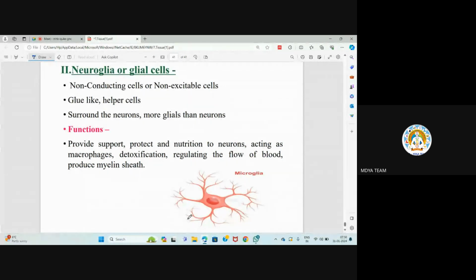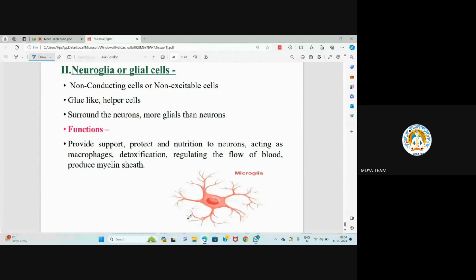So what are the functions? Provide support, protect, give nutrition to neurons, act as macrophages, detoxification, regulate the flow of blood, and produce myelin sheath. These are the important functions of glial cells. Mainly this is what they are doing.